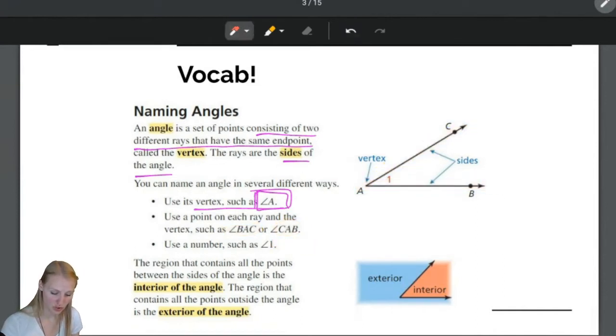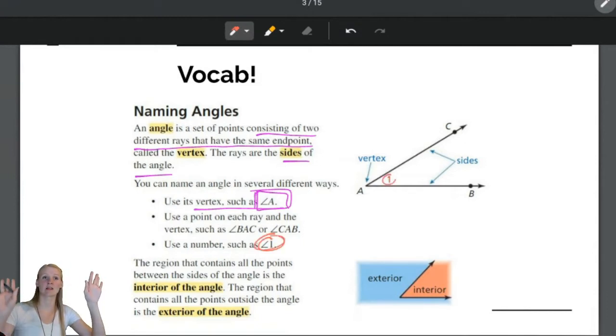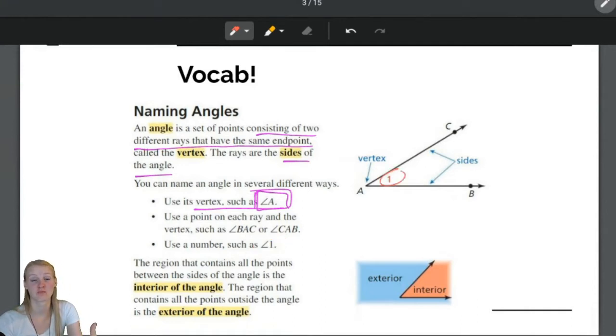You can also just give it a number. You can put a 1 here, and you're like, all right, that's angle 1. If you don't want to deal with letters, angle 1. If the problem that you're looking at doesn't have a number there, you could just write one in. Or you can name it using the second way to name angles. You could just say angle CAB. So those are the 3 different ways to name angles.